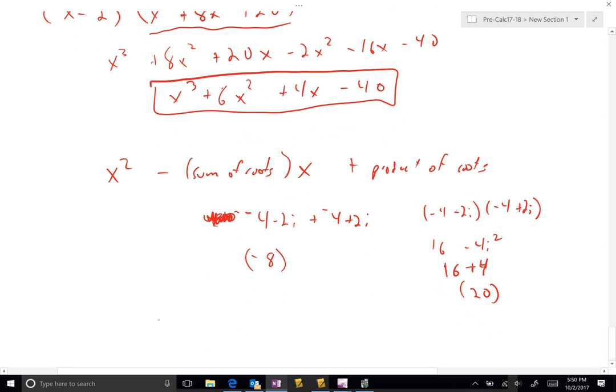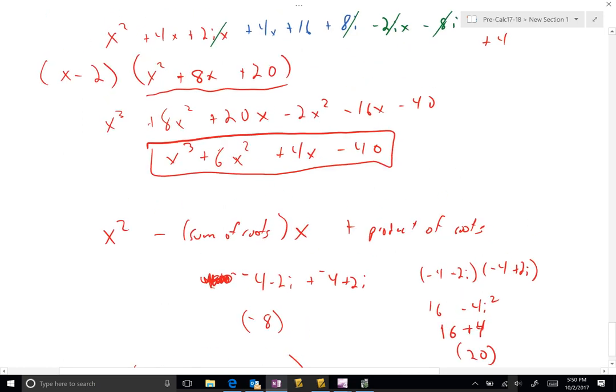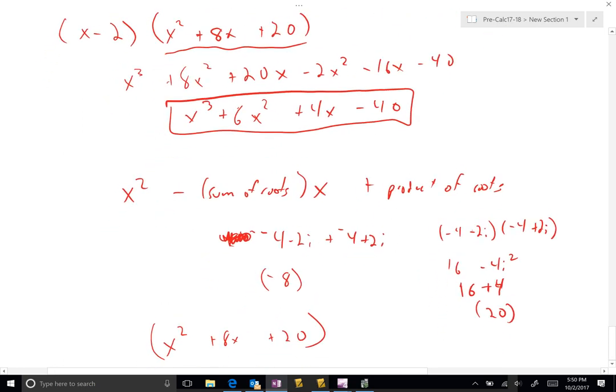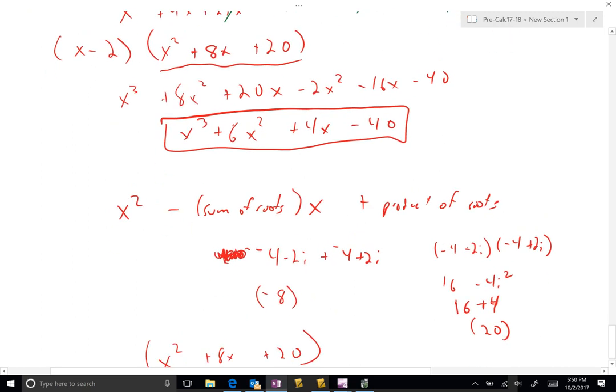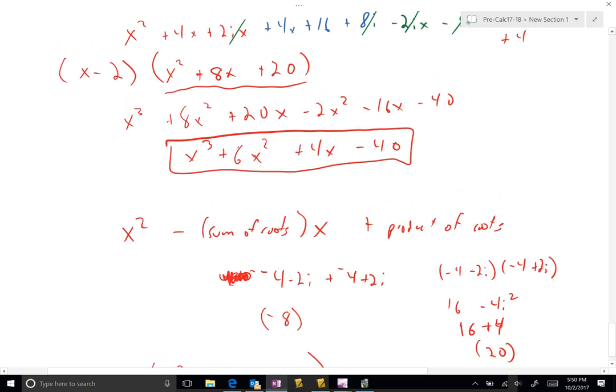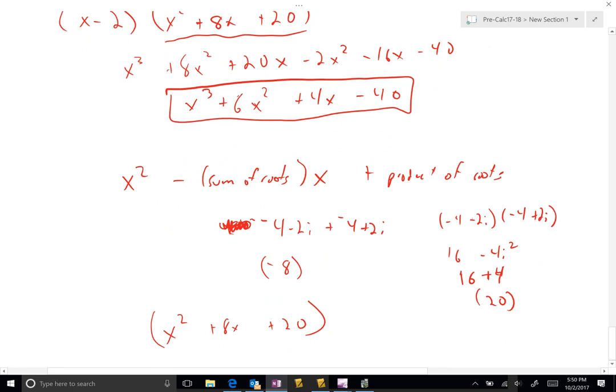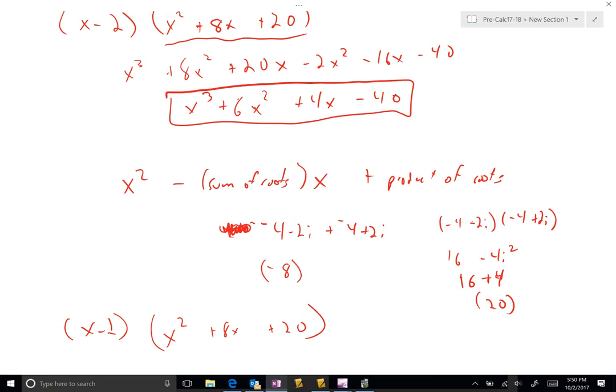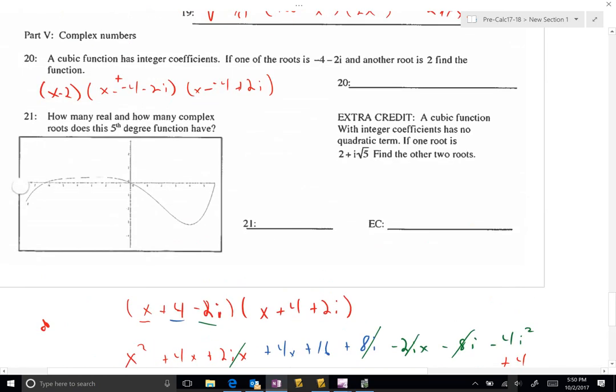Substituting that in, we get x squared minus negative 8, that's going to give us 8x plus 20. It's a little bit faster, less chance for error than multiplying it out, but either way works. We'd still have to multiply that times x minus 2. Okay. Moving on to question number 21.